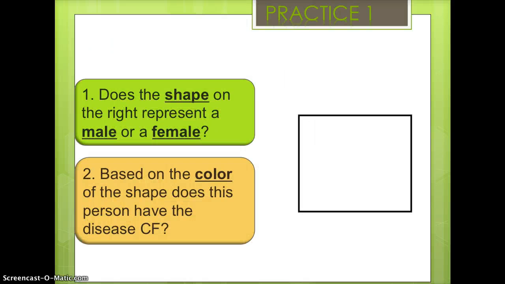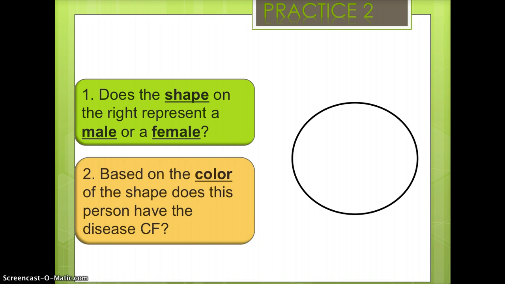Does this shape on the right represent a male or a female? A male. Based on the color of this shape, does the person have the disease cystic fibrosis? No, he does not have the disease. Does the shape on the right represent a male or female? A female. Based on the color of this shape, does the person have the disease cystic fibrosis? No, she does not.